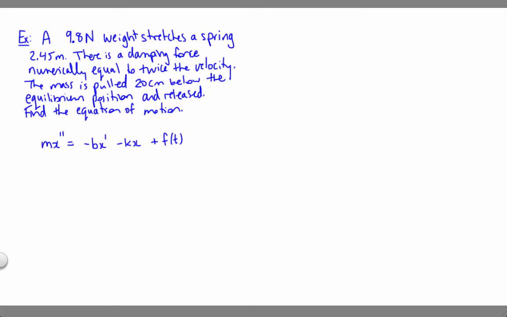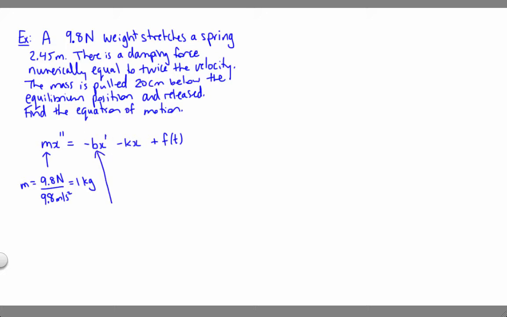Okay, so now m, b, and k are constants. Let's see if we can figure out their values. So let's start with mass. So mass is going to be 9.8 newtons divided by 9.8 meters per second squared, which gives us a mass of 1 kilogram. Excellent.